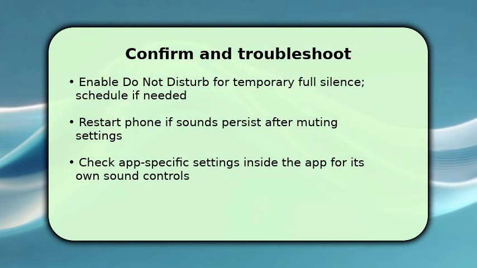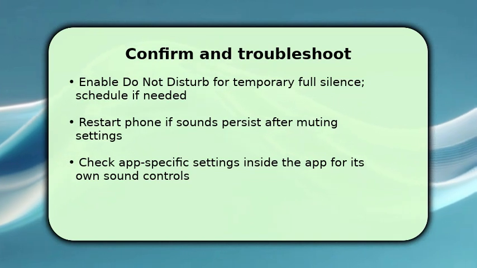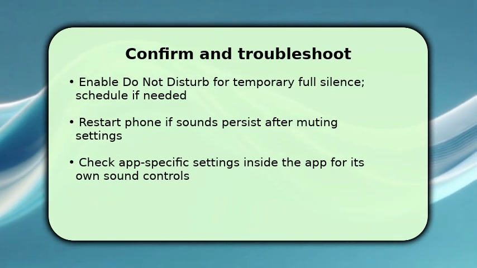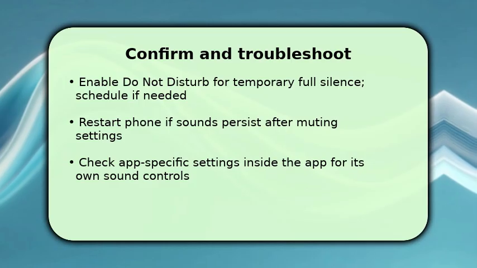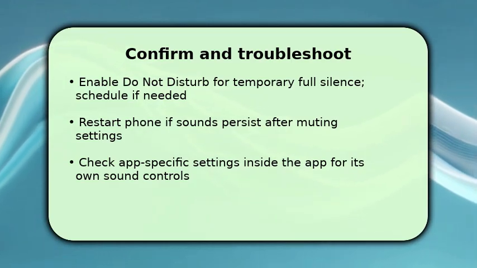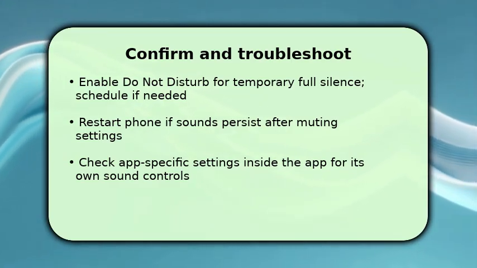You finish by confirming settings. Enable Do Not Disturb for full silence or schedule it for hours you need quiet. After making changes, make sure to test with a notification. If sound still plays, restart the phone to apply settings.